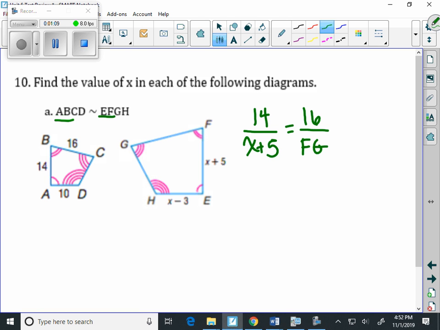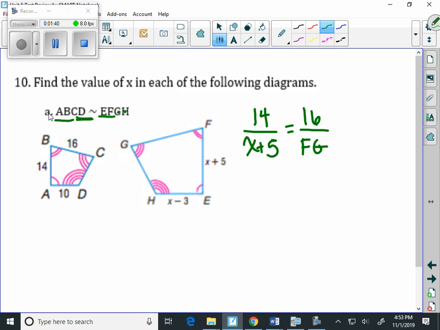But again, you have to watch out for the orientation of the two figures. We can look at CD here, but CD, we don't know that length. We don't know anything about it. But CD lines up with GH, and we don't know anything about GH either. And in fact, I'm going to erase that completely because it's not going to help us. And neither is that other, the 16 over the FG.